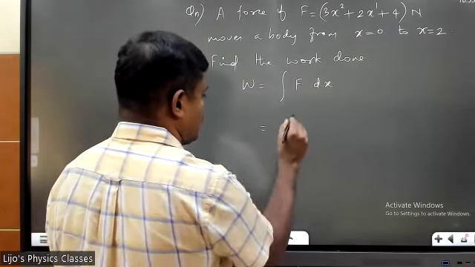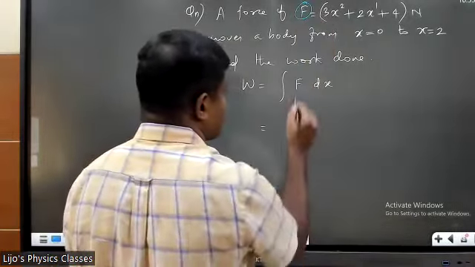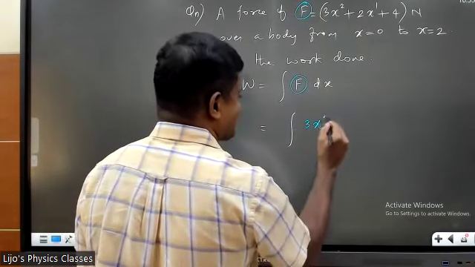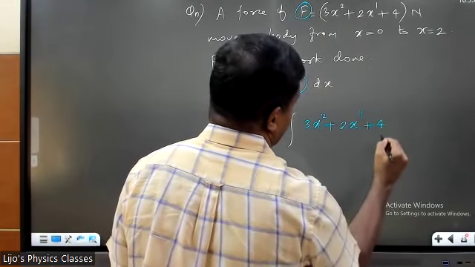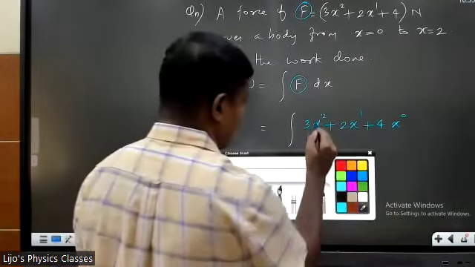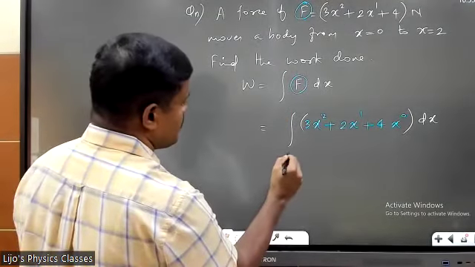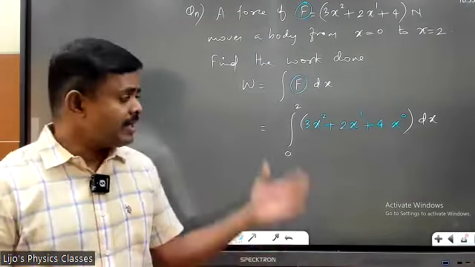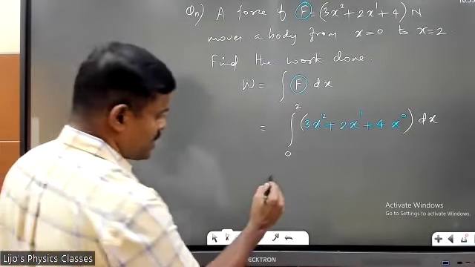So what are you going to put for f? Look at this yellow circle, that is my f. I'm going to put the blue circle: 3x square plus 2x raised to 1 plus that 4. I don't like to keep it alone, so it is 4x raised to 0. I'm putting an x raised to 0 next to it. This is my f into dx, and you are starting from 0 and going up until 2. Once the integration is performed, never look for the integration symbol and dx again. Let us do the integration carefully.